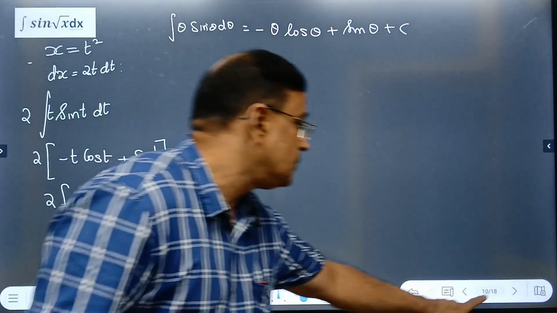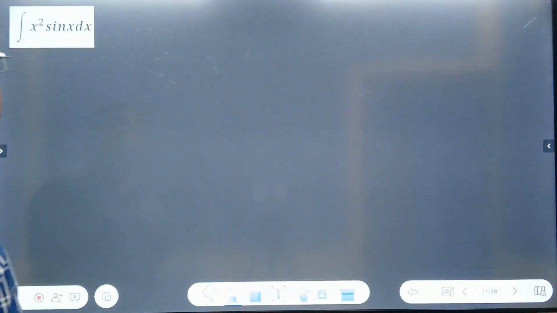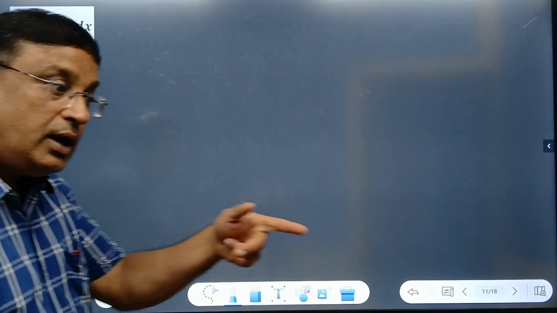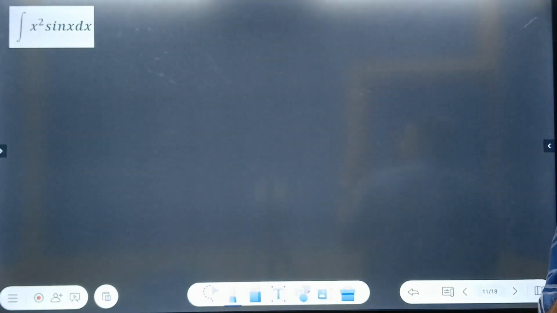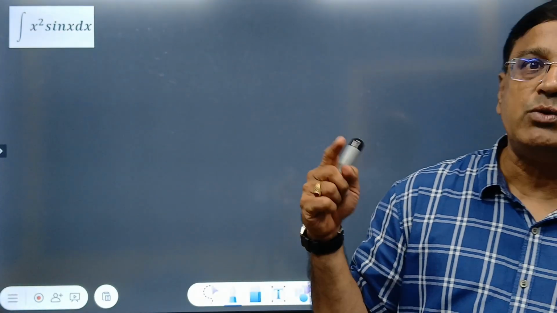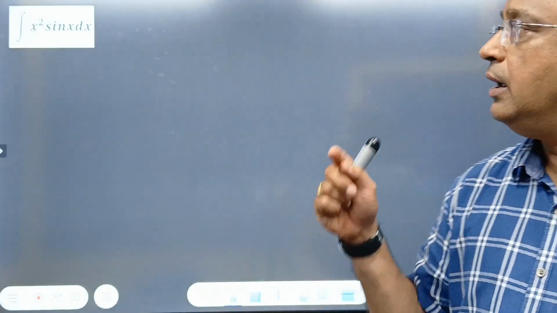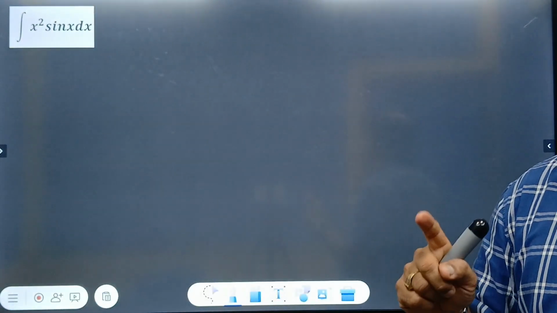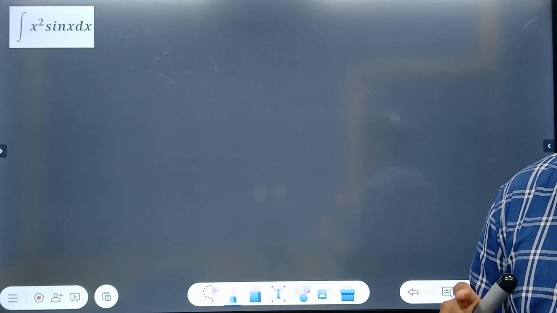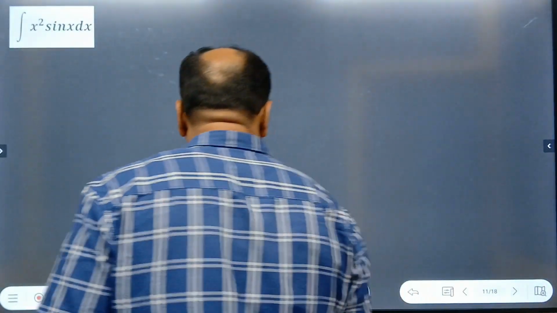Okay. Let's go to the next one. This is x square sin x. If you have x square sin x, it is just like x square e power x which we did today. It is x square sin x. That means I'm going to do integration by parts 2 times. Okay. Now how do I go about it?